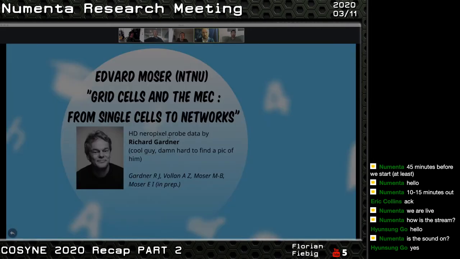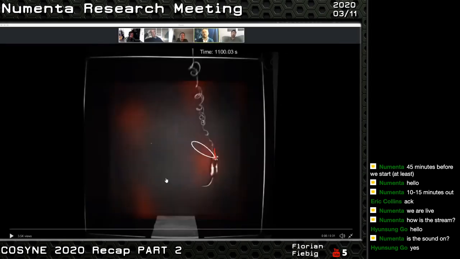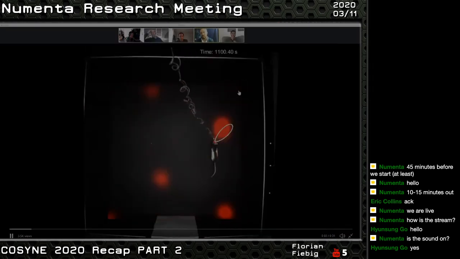There's a manuscript in the works that is going to come out, so Richard Gardner together with the Mosers, as you can see here. So I can probably answer that when that paper comes out. But what I want to show you is what happens when you decode from these cells, because it turns out that much of the broad tuning of these theta modulated head direction cells has to do with the fact that they're not really sharp to the head direction. They do something else. I'm just going to play the video and let you guys be amazed.